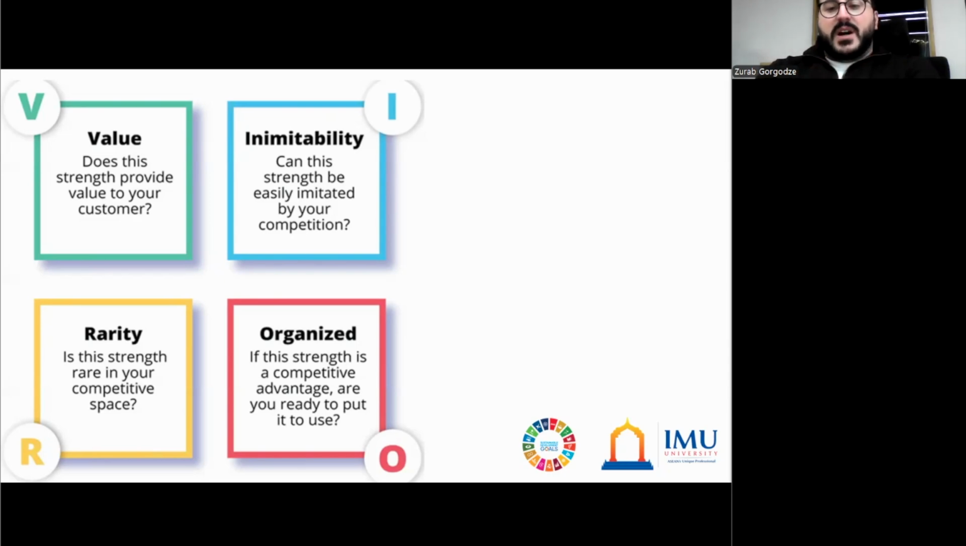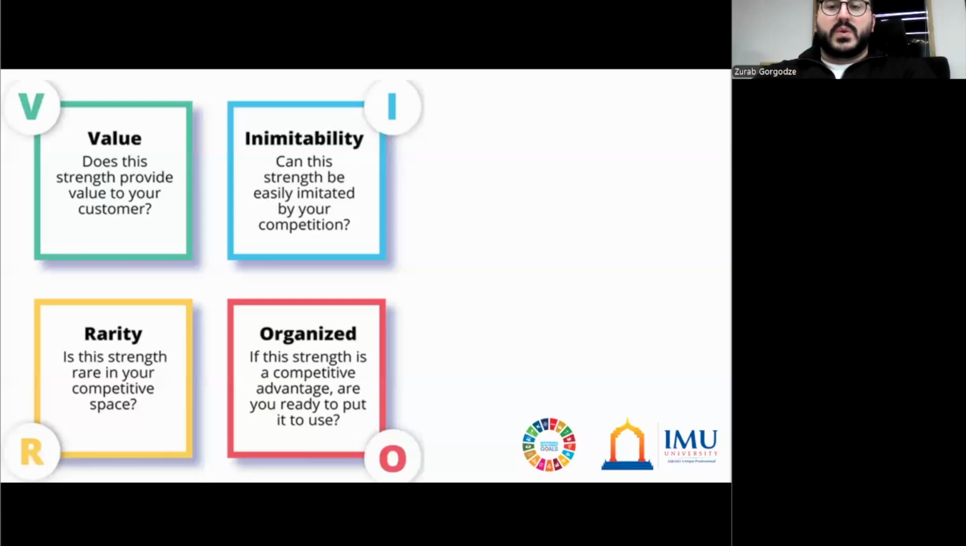And now that we have covered the fundamentals of the VRIO framework along with 3 unique business case examples, let's open the floor for some questions. First question, how do I determine if a resource is valuable? A resource is considered valuable if it enables your organization to exploit opportunities or neutralize threats effectively. You can assess this through market analysis and customer feedback.